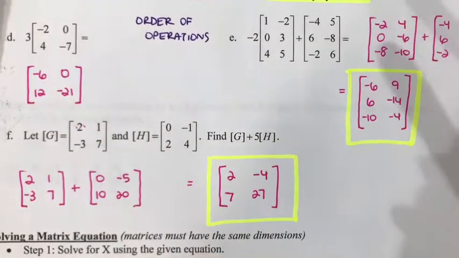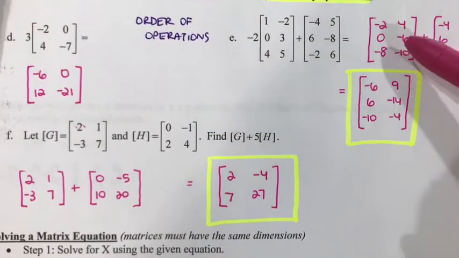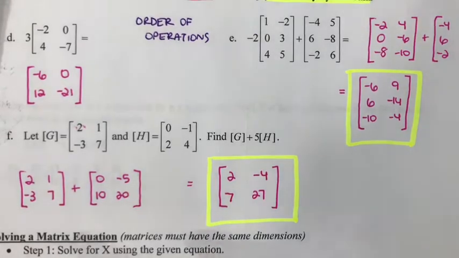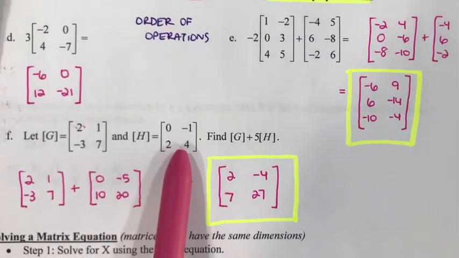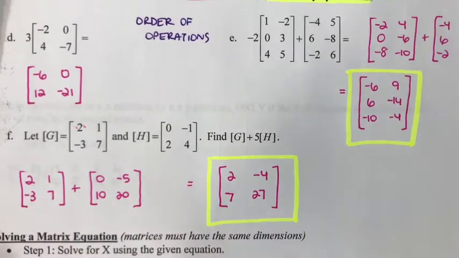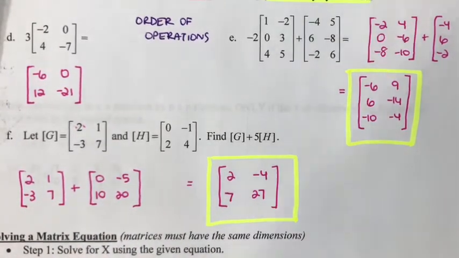Go ahead and check out the solutions. So you'll notice in letter E, we distributed first into the first matrix, and then we added our corresponding entries. Likewise over here, I multiplied everything by 5, and then I added the corresponding entries. Okay, so the final solutions are in the boxed highlighted section.